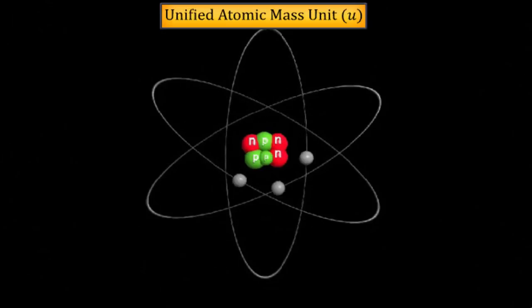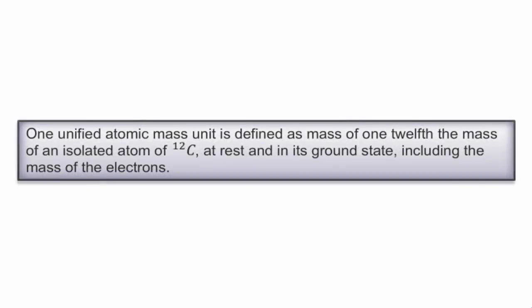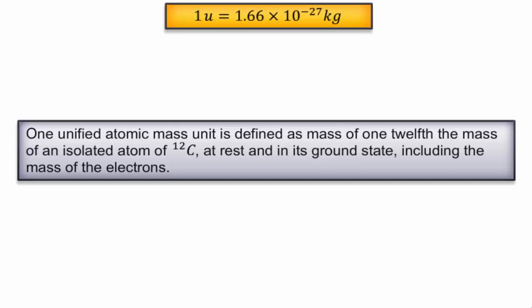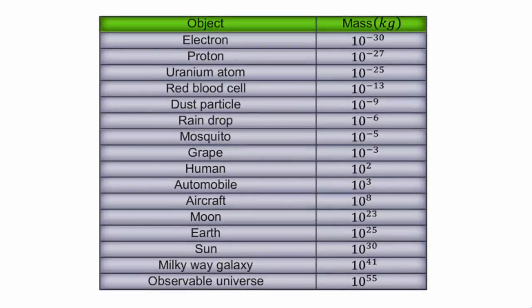One Unified Atomic Mass Unit is defined as 1/12 the mass of an isolated atom of the carbon-12 isotope, at rest and in its ground state, including the mass of the electrons. It is equivalent to 1.66 × 10^-27 kilograms. The masses of different objects we come across in the universe have a huge variation. The table that follows shows the range and the order of the masses of different objects.